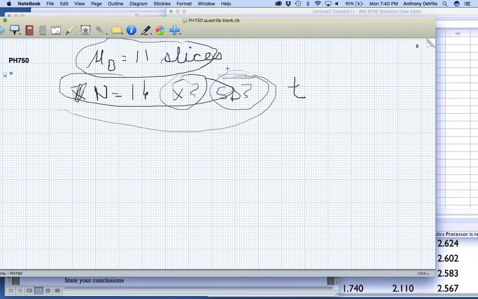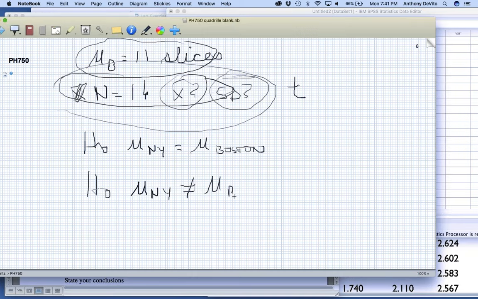Okay, so I'm going to look at this. Let me set up my null and alternative hypothesis. Well, first of all, what's my null hypothesis? The mean number of slices in New York is equal to the mean number of slices in Boston. What's my alternative hypothesis? They're different. New York does not equal Boston.